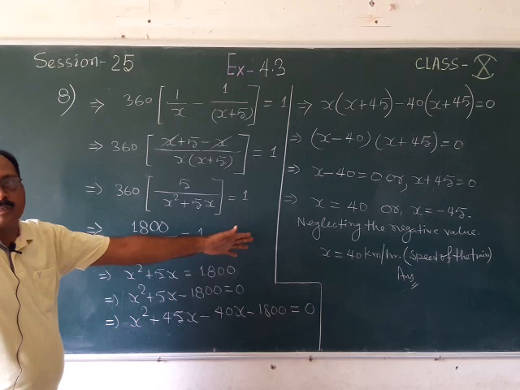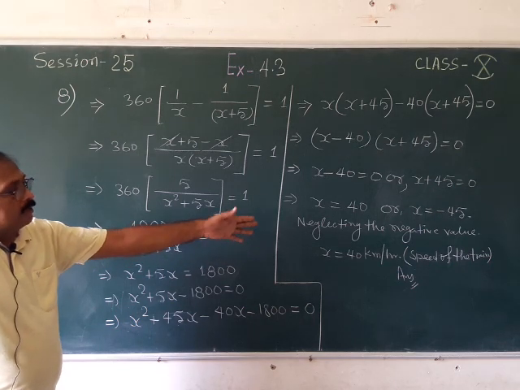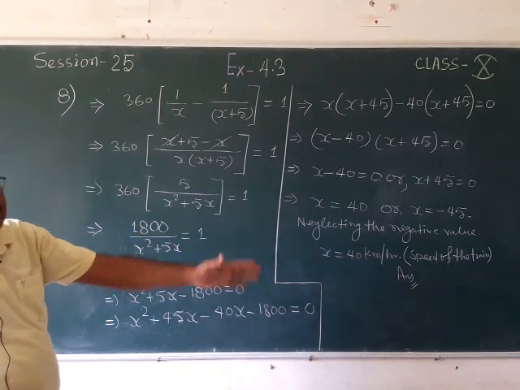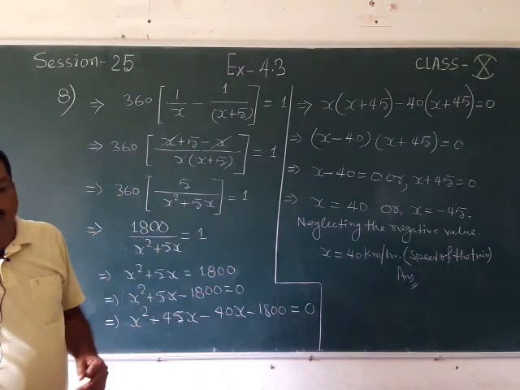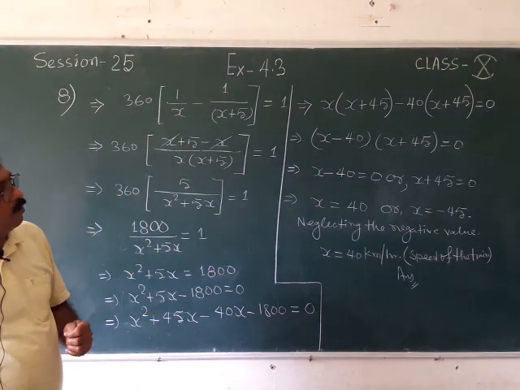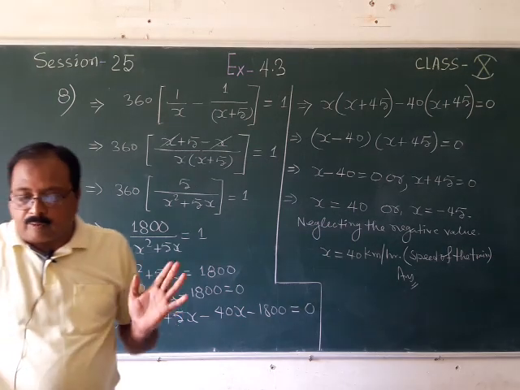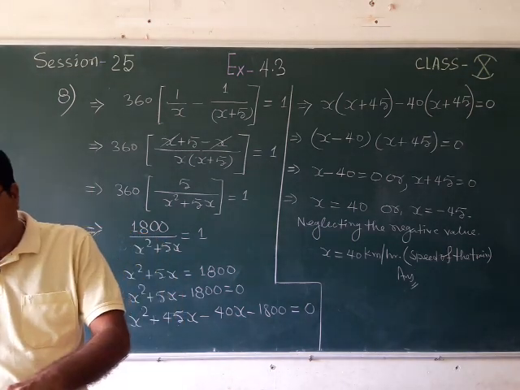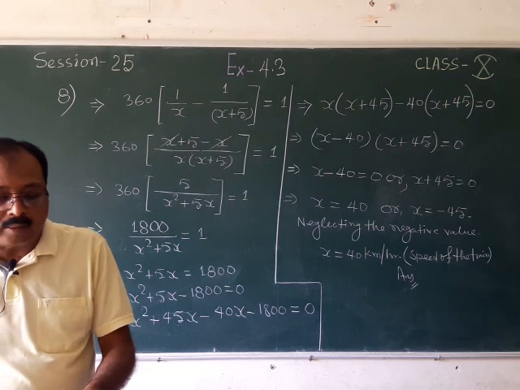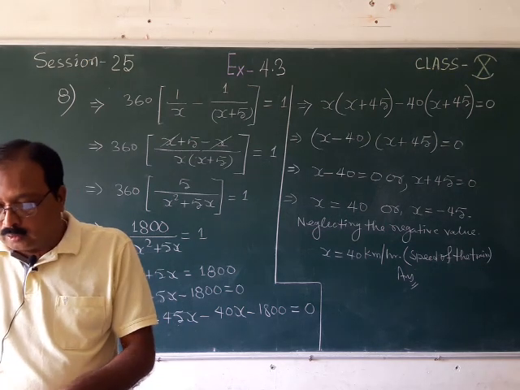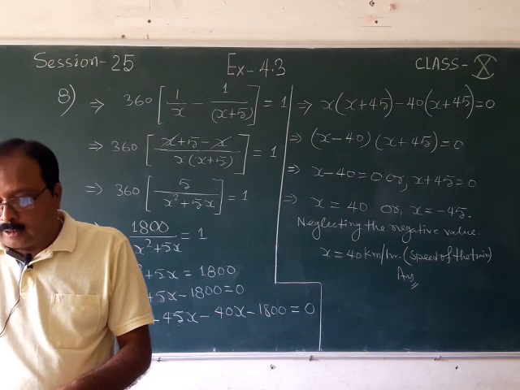You can write over there also that as a speed cannot be negative, so we are taking here the positive value and x equal to 40 kilometer per hour. This is the answer of this question. So like that the word problem can be done very easily and simply by you all. So you must try to do such type of questions.